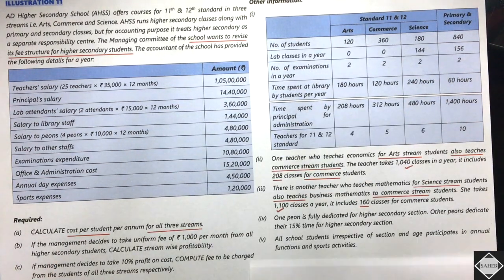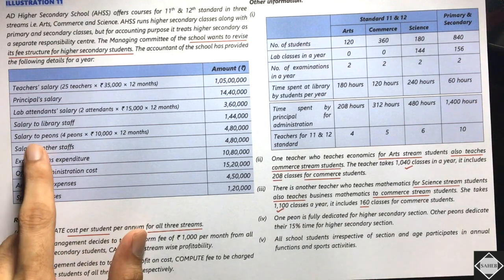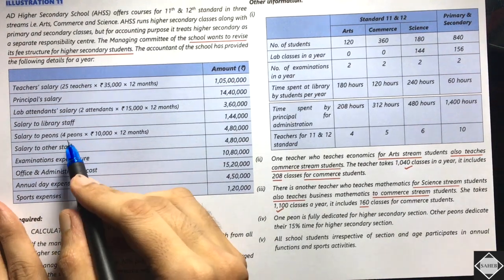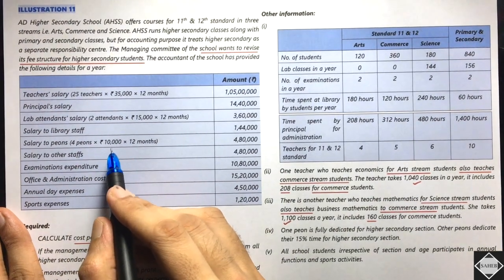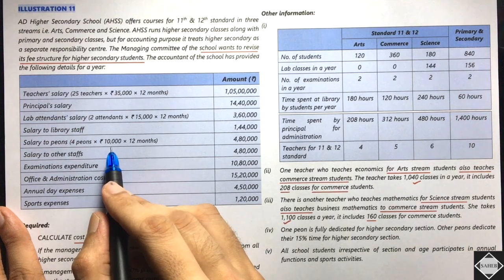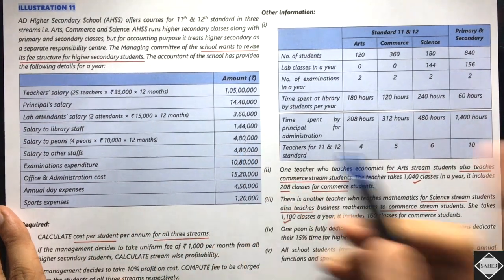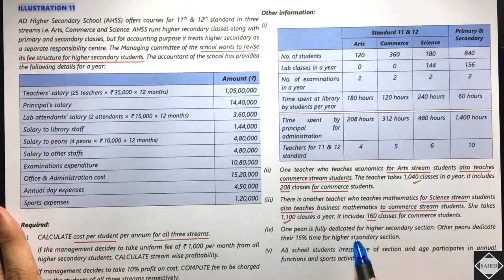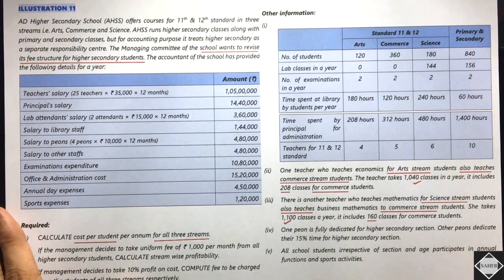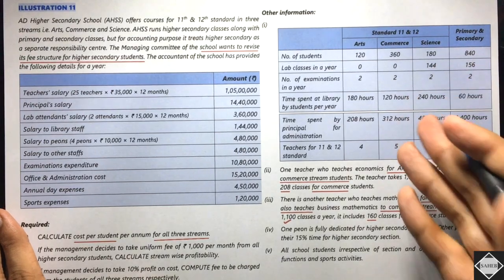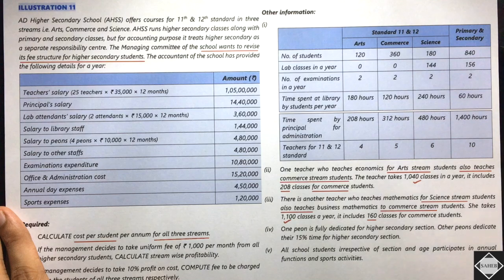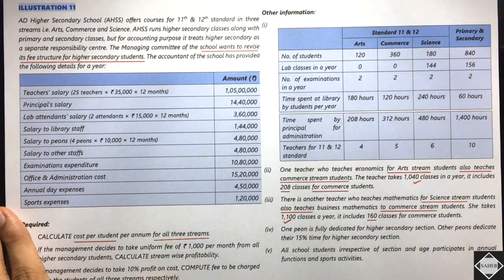Okay, now after salary to library staff, next in this question you have salary to peon. Now in salary to peon there is an adjustment. What they are saying is, we have 4 peons, and the salary for each peon is 10,000, and the total is 4,80,000. But in the fourth adjustment, they are saying one peon is fully dedicated for higher secondary section. We are concerned about higher secondary over here only now. We are concerned about class 11 and 12. We don't want to know about primary and secondary, not important.